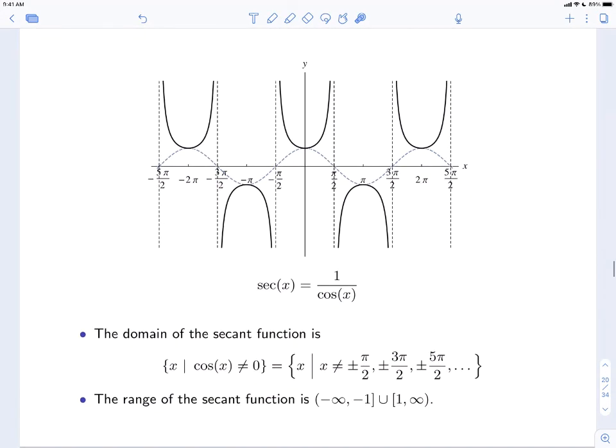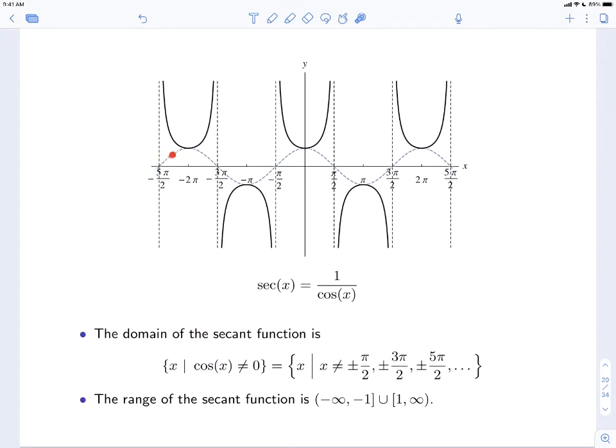Once again, we have a function that's defined in terms of cosine in the denominator. So the domain of secant is the same as the domain of tangent. That is, it's the set of all x values such that cosine of x is not equal to 0. So that's x such that x is not equal to plus or minus pi over 2, plus or minus 3 pi over 2, plus or minus 5 pi over 2, and so on.